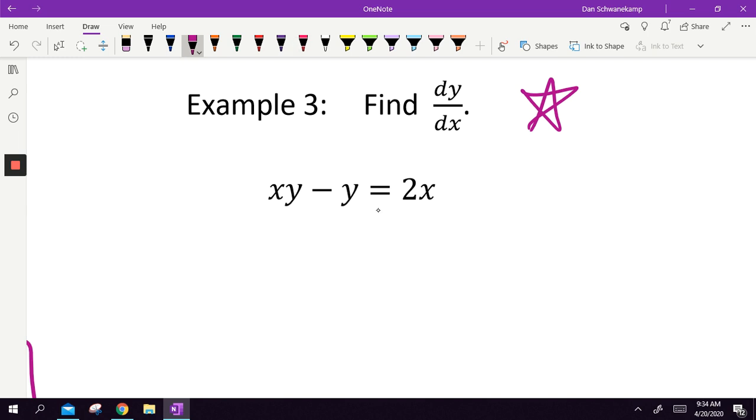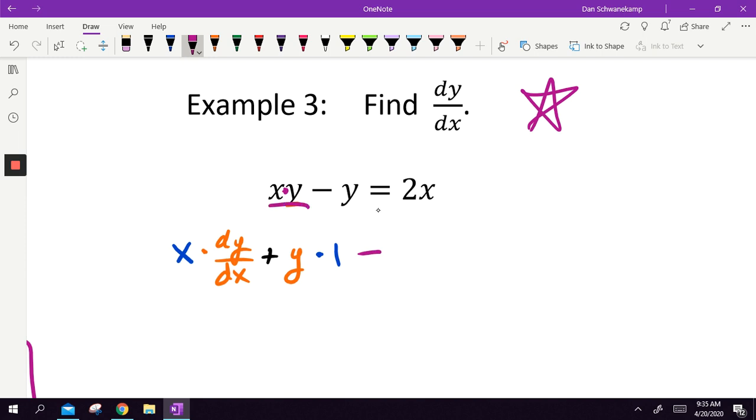All right, so we're taking the derivative of x and y. Well, it's not just x, it's x times y. You have two variables and they're being multiplied together. So to take the derivative of two things being multiplied together, guess what? We're using product rule. So we're going to do first times the derivative of the second. What's the derivative of y? dy over dx. Plus the second times the derivative of the first. Derivative of x is just 1. And then we're going to go minus.